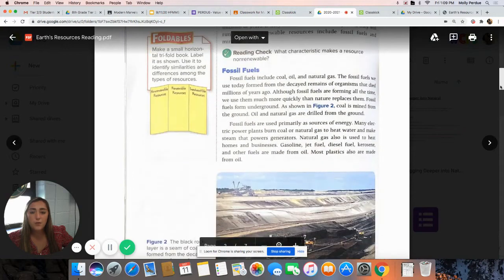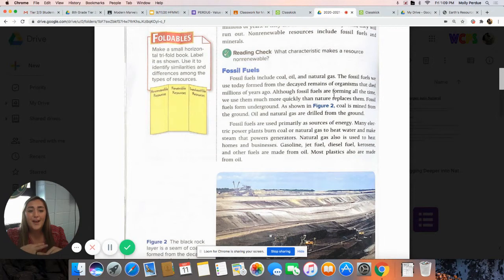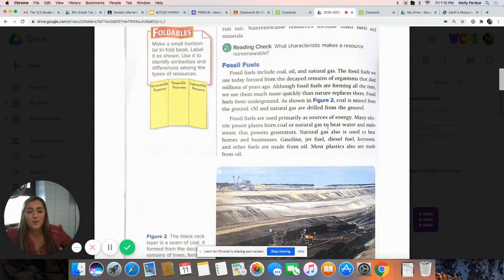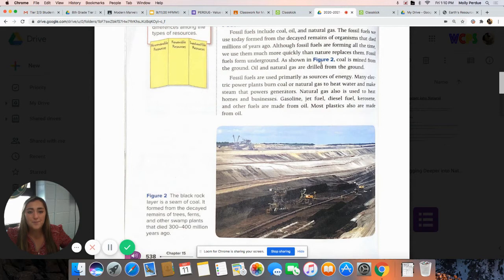So, fossil fuels. Fossil fuels include coal, oil, and natural gas. The fossil fuels we use today form from the decayed remains of organisms that died millions of years ago. Although fossil fuels are forming all the time, we use them much more quickly than nature replaces them. Fossil fuels form underground, as shown in Figure 2. So this is our Figure 2, right?